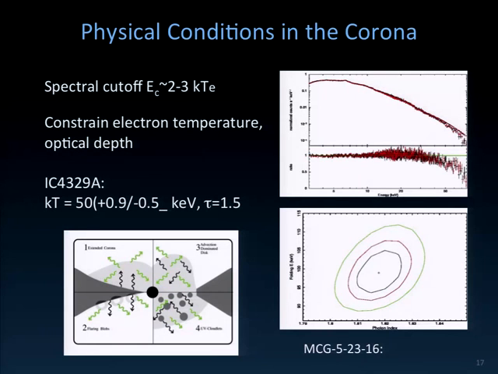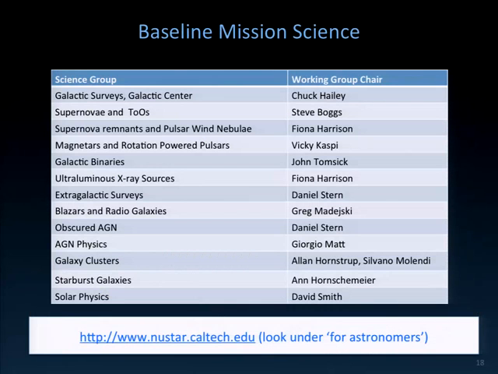We're able to now get a very tight constraint on this. And for example, in IC4329A, we get an electron temperature of 50 keV with an optical depth of around 1.5. So we're extending this to more sources like MCG-5-23-16. So these broadband spectra are enabling us to really put physical constraints on components of the broadband emission in Seyferts.